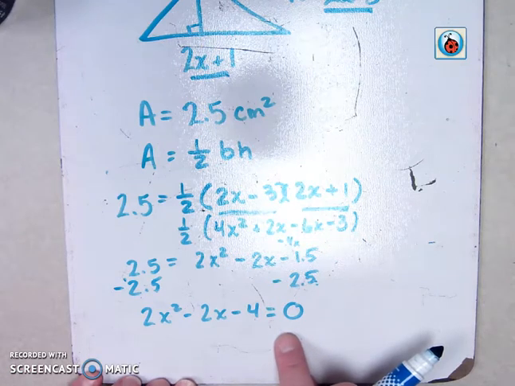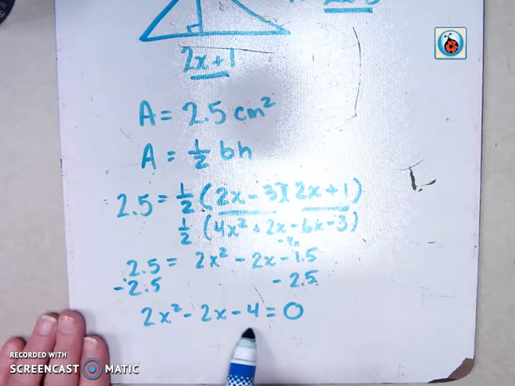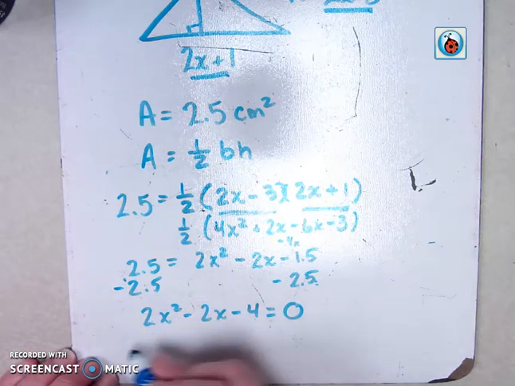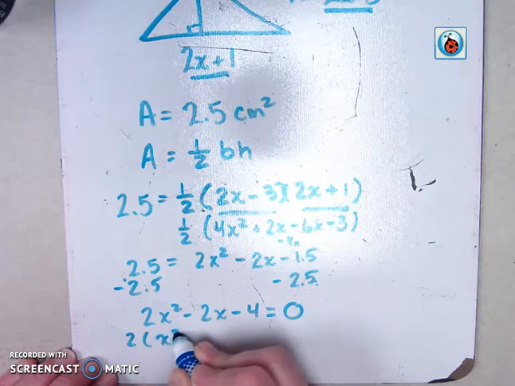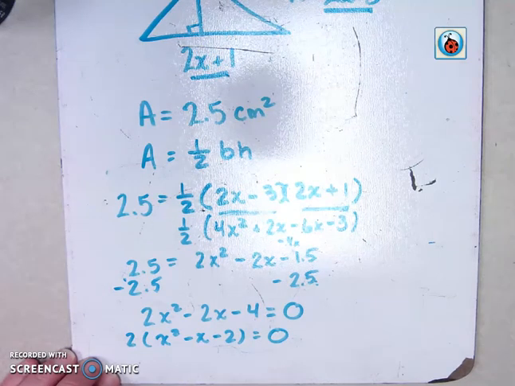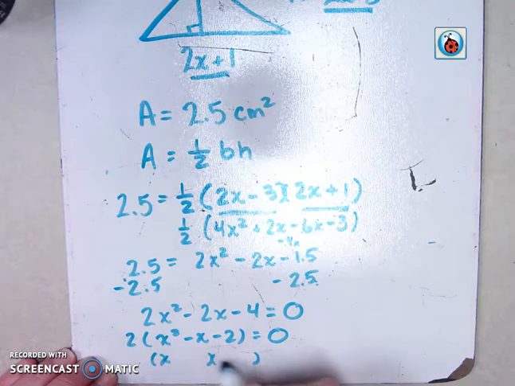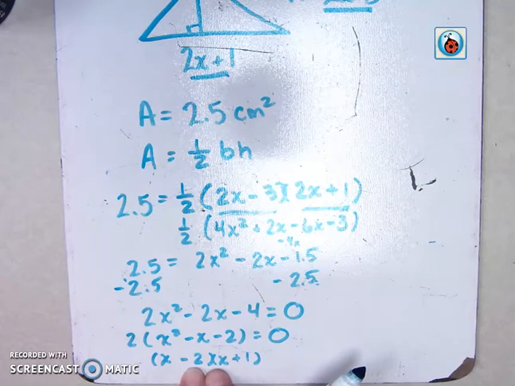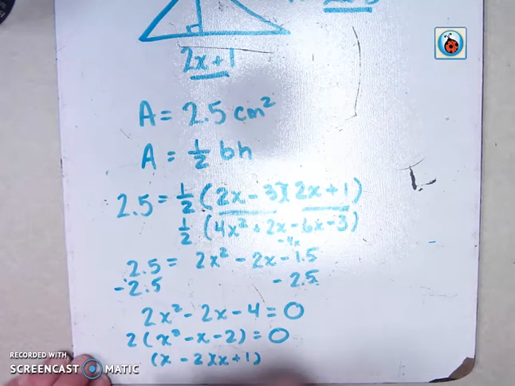So I'm going to look for the common factor. I notice right here the greatest common factor for these terms is 2, so I can factor out a 2. And then I can factor this polynomial. That would be -2 and +1, because my outer will be +1 and the inner will be -2, and -2 plus 1 is -1.